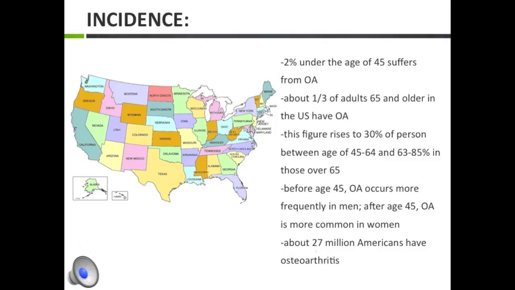Osteoarthritis occurs most commonly after 40 years of age and develops gradually. Men tend to develop osteoarthritis at earlier ages than women. About 27 million Americans have OA.